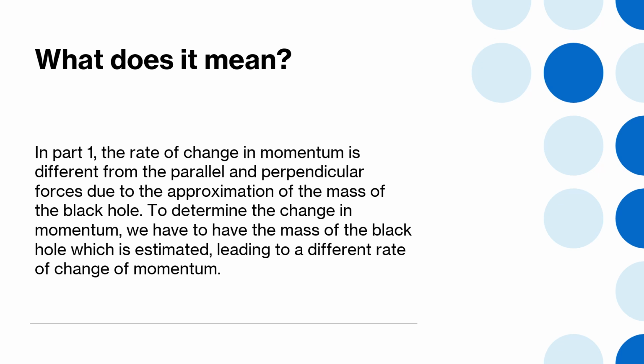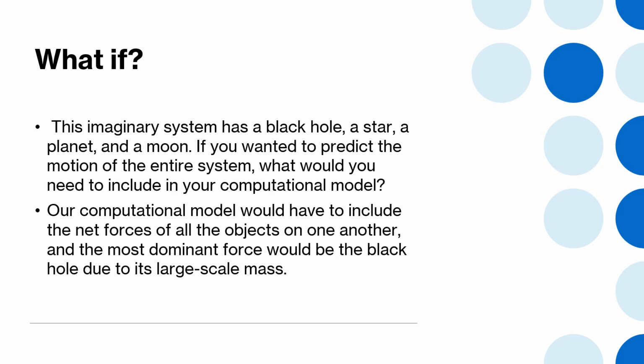And since we're estimating the mass based off of this, we get a bunch of different values based on the changing radius. And because we're getting a bunch of different values, we get different net forces, which leads to the data being slightly off and why we're getting a range of values compared to one singular value. And that goes into why we're getting a different rate of change of momentum rather than the parallel and perpendicular forces combined.